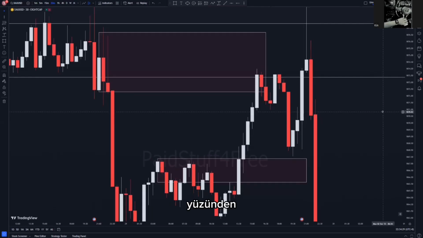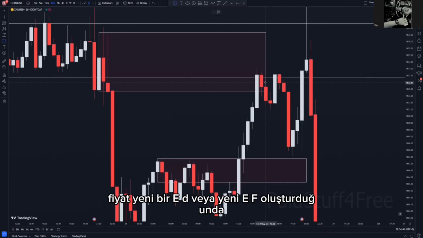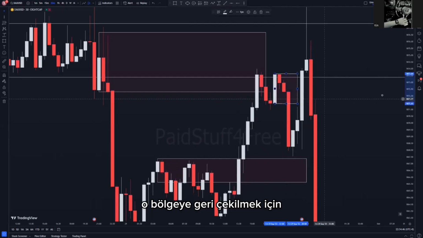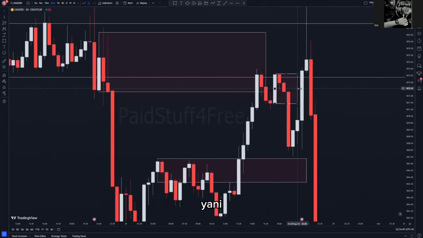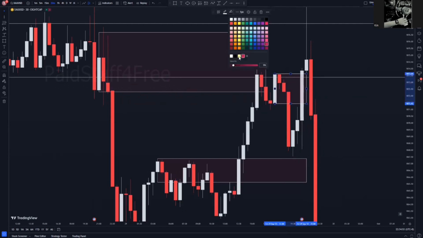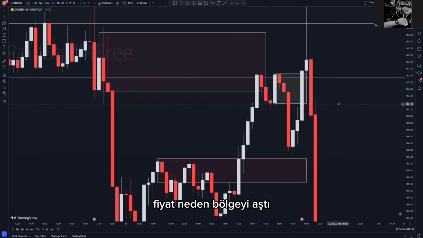It's because of the second topic, which is the pullback, the rules of the candle closing. The first rule: when the price creates a new ED or new EF, the price tends to make a pullback into that zone. Right? So answer this question again. Why did the price break through the zone?